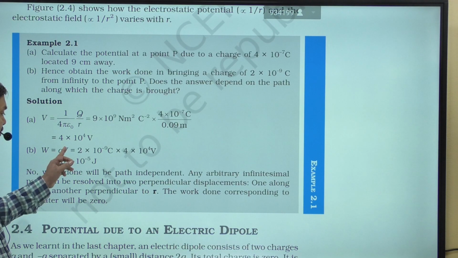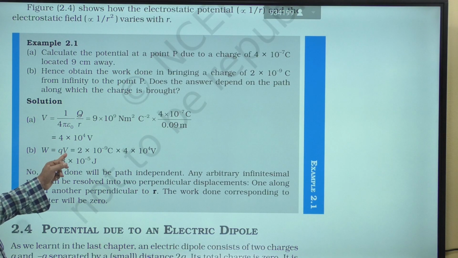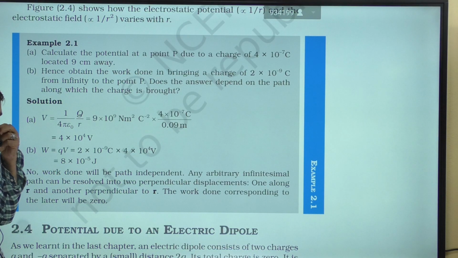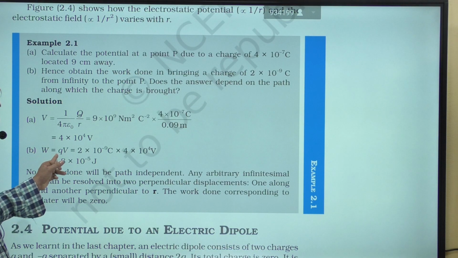What is potential? The basic definition of potential itself is V is equal to W by Q, or V is equal to W by 1 coulomb. So the total work done for Q coulombs of charge is Q into V.